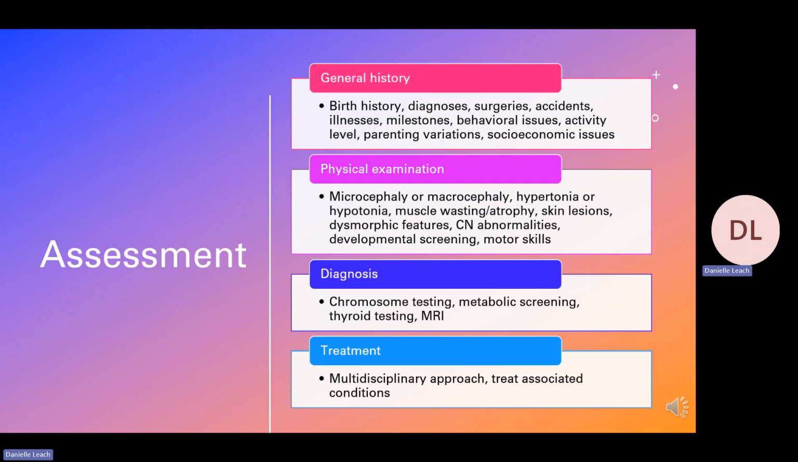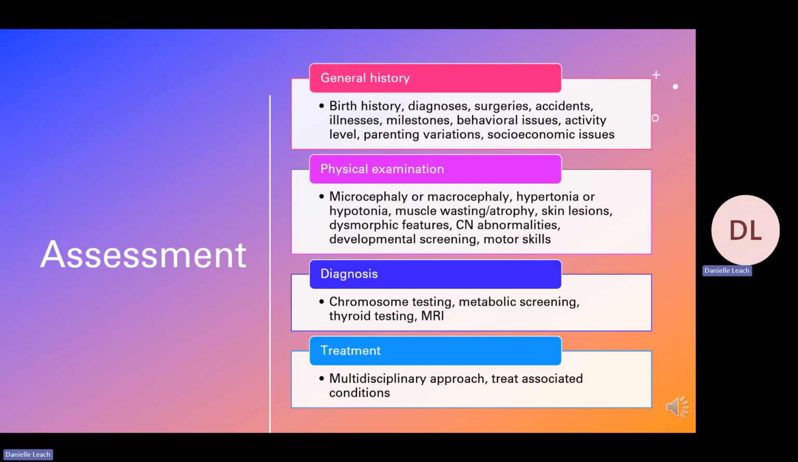What's their activity level? Parenting variations, so who do they live with? Is it their biological mother and father, or are they in foster care? Are they being taken care of by their grandparents, whatever? What's their socioeconomic status, or are there any issues? Are they homeless? Are they below the poverty level? Do they have access to health services?